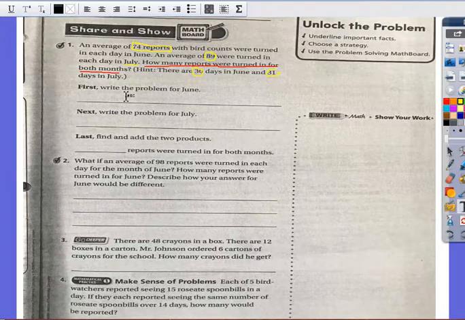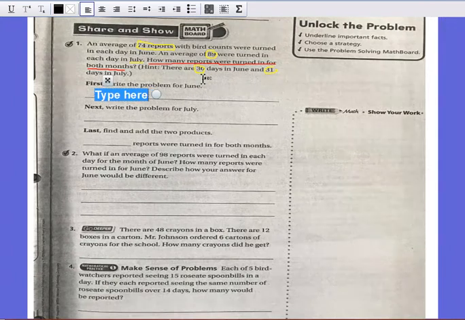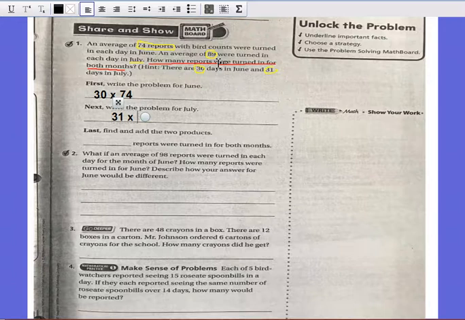So they first want us to focus on a problem for June. Okay, so they said that June is 30 days, and then that there was 74 reports. So I'm going to take 30 days times 74. Then the next step is I'm going to go down here that there's 31 days in July, and I'm going to take that times, what else do we got here? An average of 89 was turned in for July, so take 31 times 89.